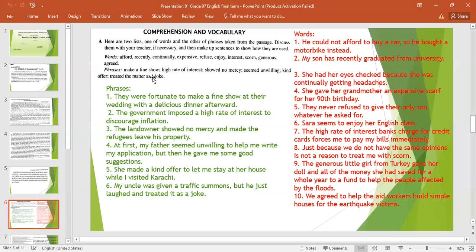Students, the last phrase is "treated the matter as a joke." My uncle was given a traffic summons, but he just laughed and treated it as a joke. Dear students, these were some words and phrases. I used them in sentences to give you better understanding.